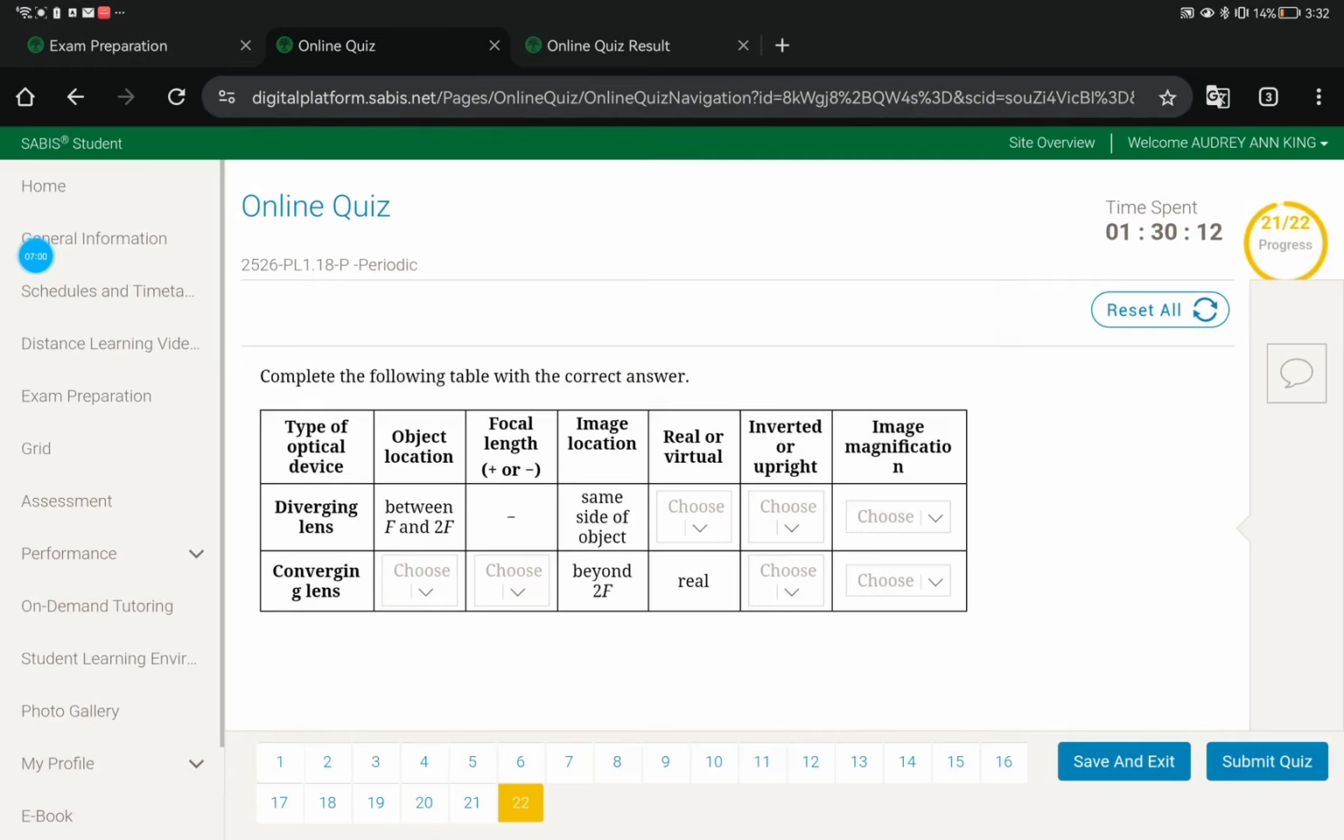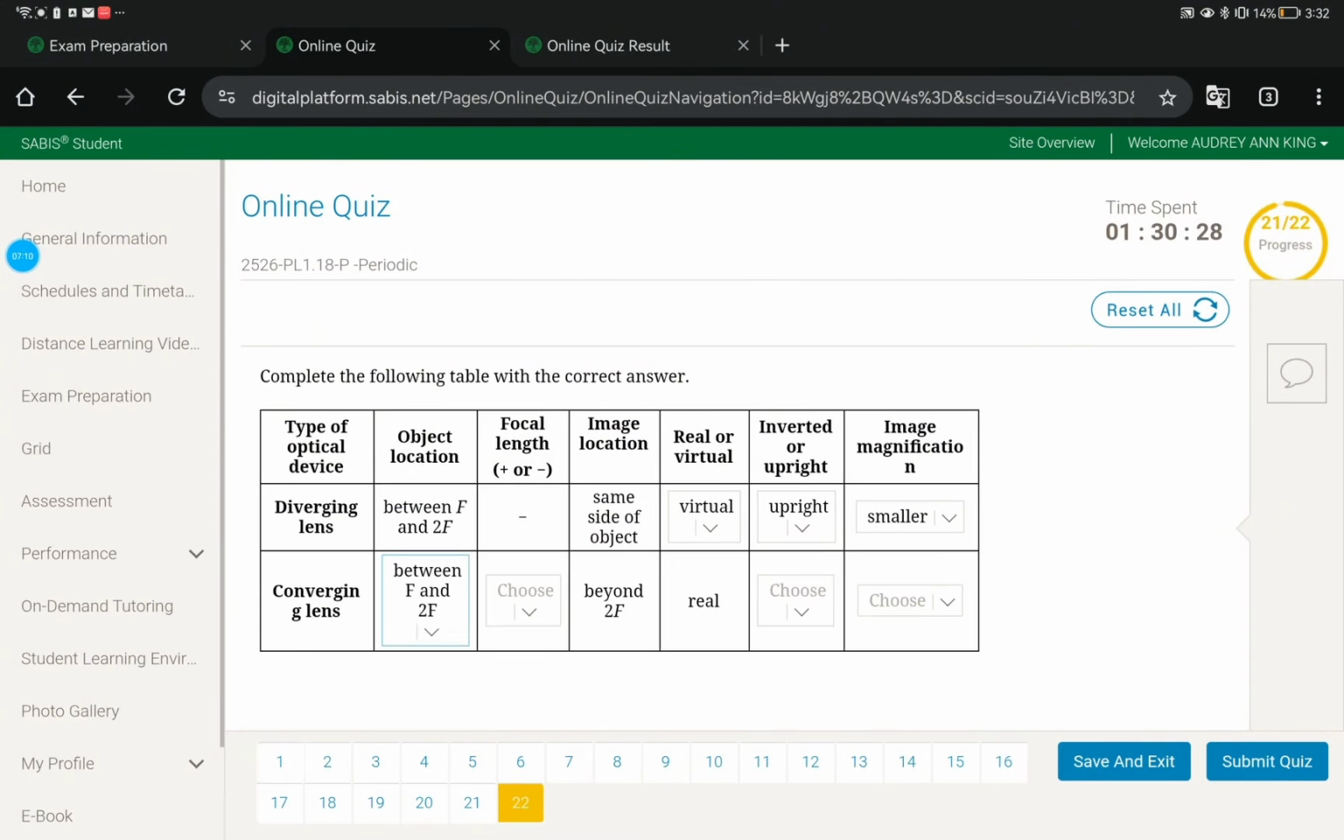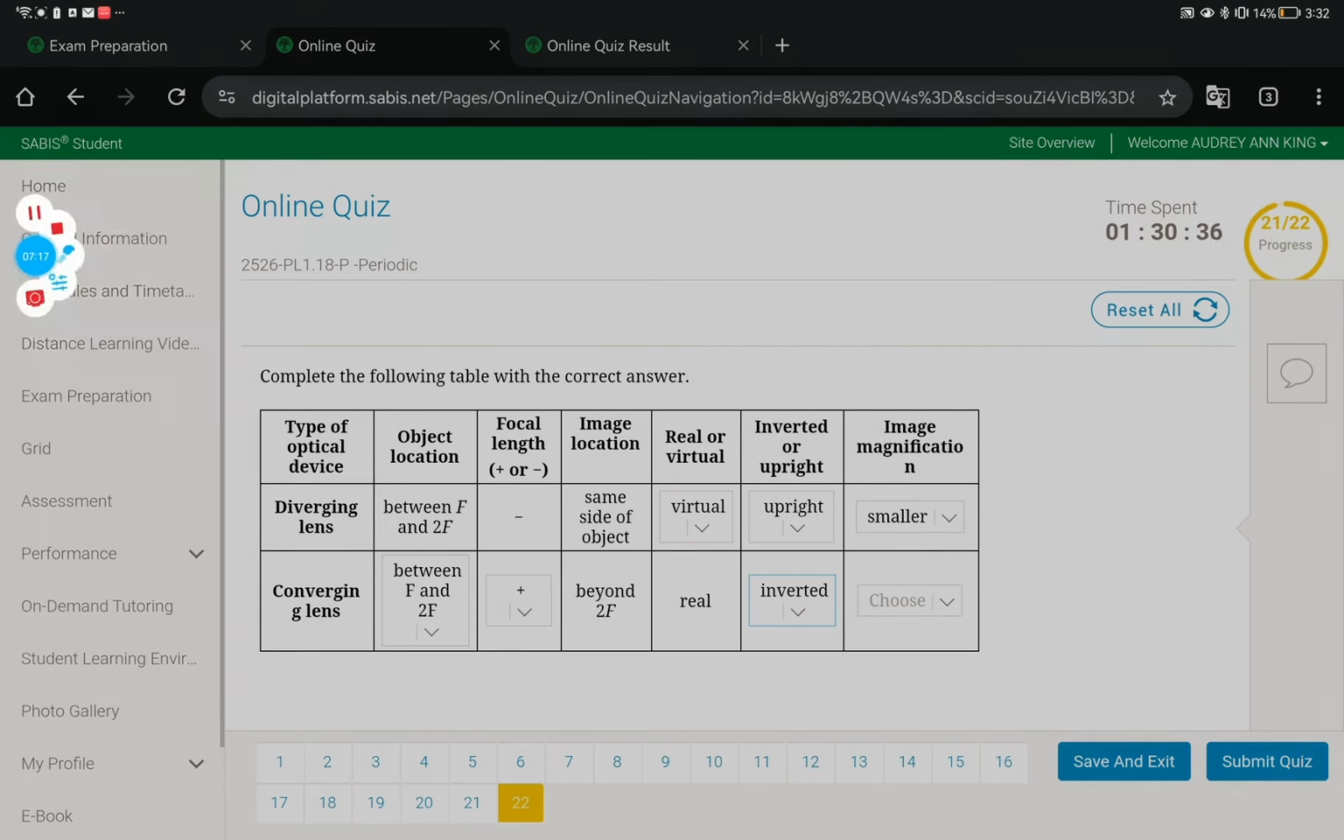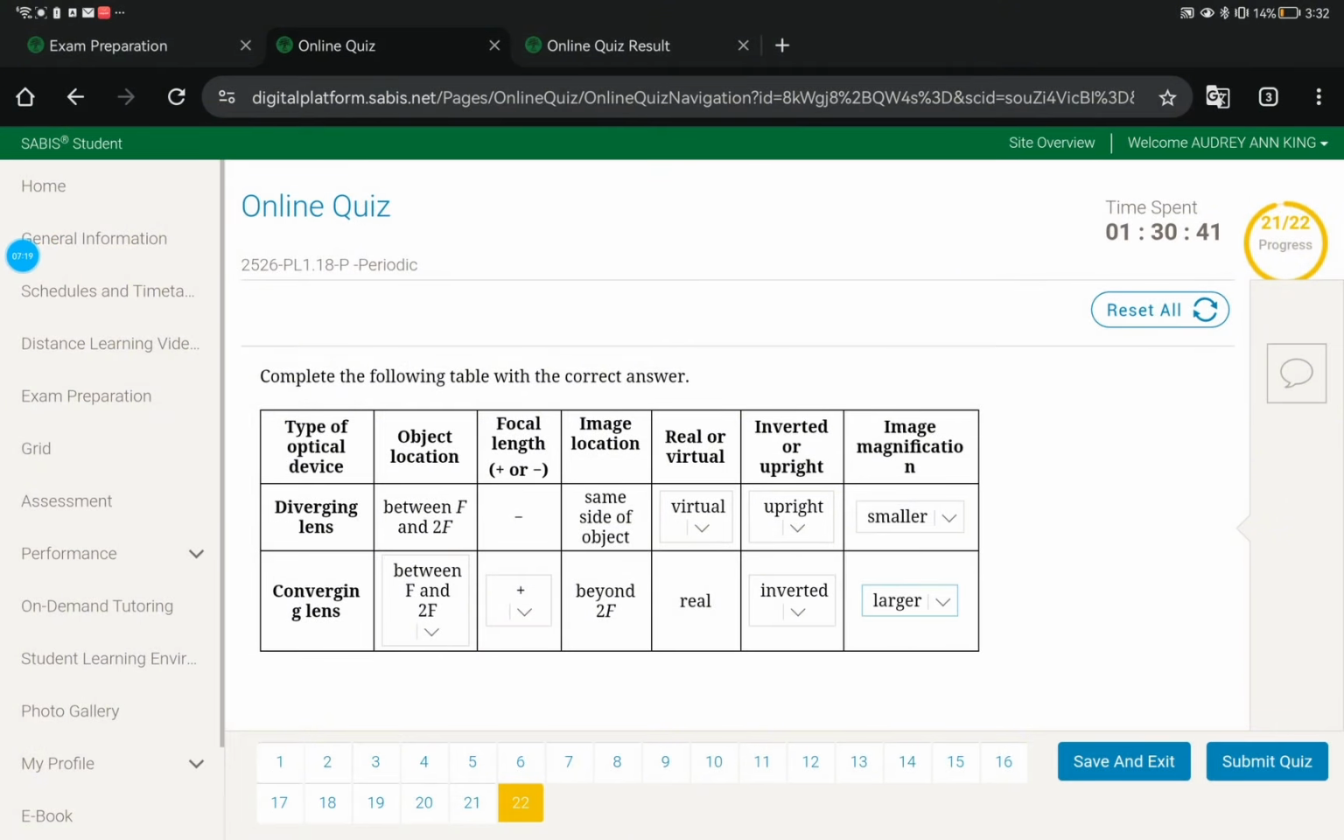So for the diverging lens, it's virtual and it's upright and it's smaller. And for the converging lens, it's between f and 2f. It's positive. It's, I think, inverted. Hold on. Yes, and it's larger.